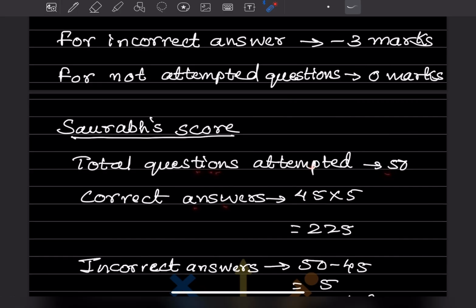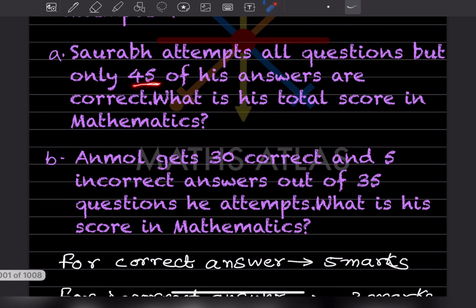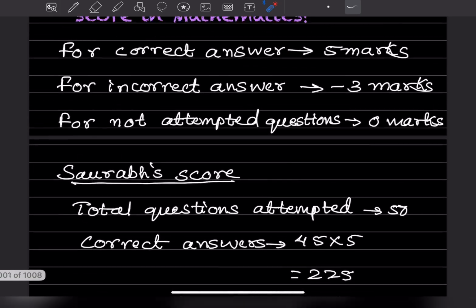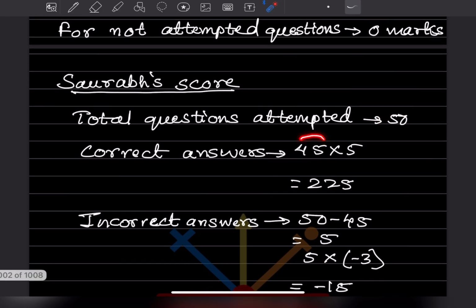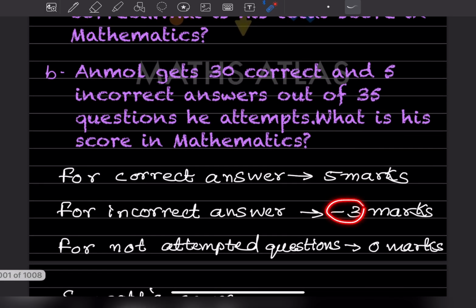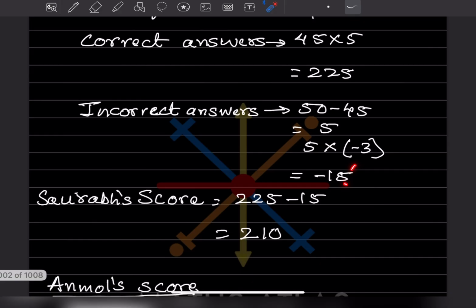Correct answers: 45 answers are correct, so 45 into 5. This is going to be 225. Now incorrect answers: out of 50, correct answers are 45, so incorrect is going to be 5. So 5 into, for incorrect, that is -3, so that is going to be -15. Hope this is clear. So the score will be 225 - 15, which is going to be 210.